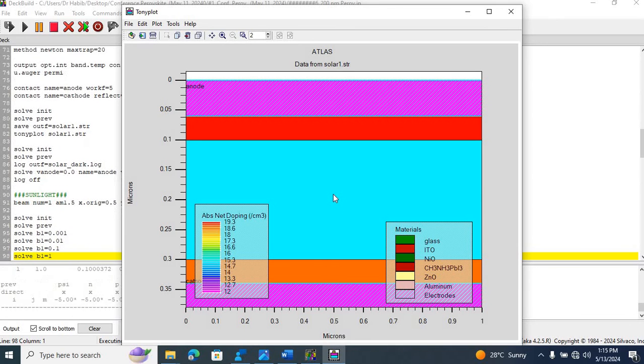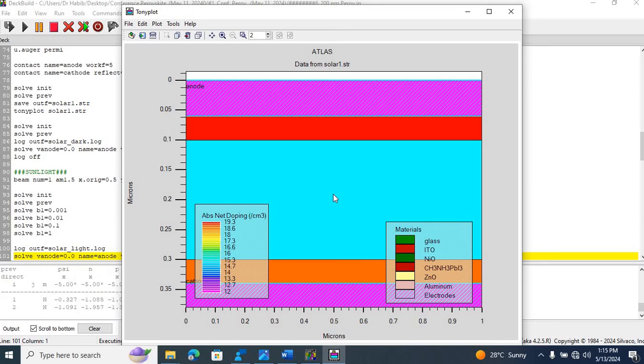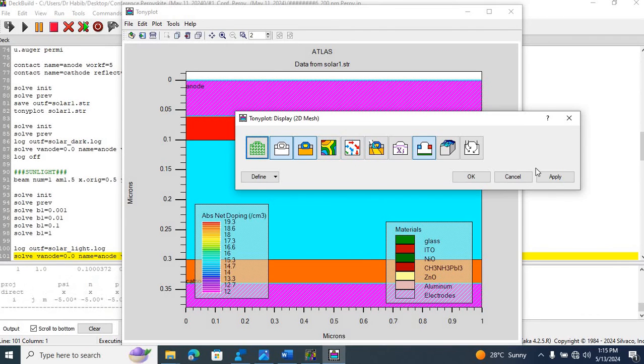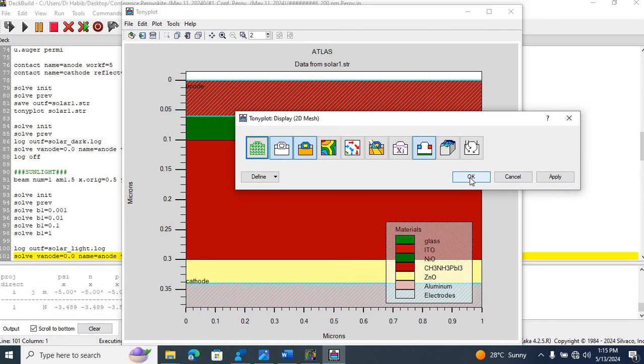And it is lower in the methyl ammonium lead iodide layer, which is the perovskite layer. So we kind of have a PIN kind of structure here. Disable, looking at the dopings here.